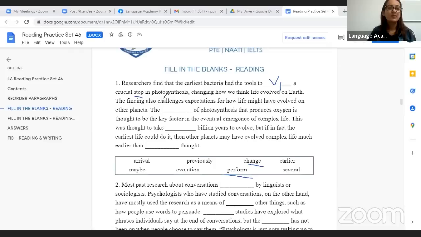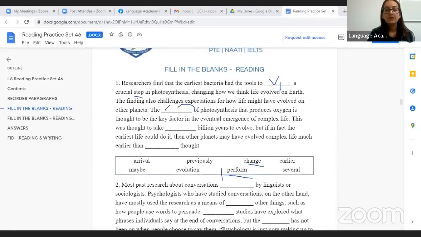Change is too big for bacteria to change photosynthesis. We can say it can perform. Perform basically means it could do a crucial step. It plays a crucial role. Bacteria had the tools to perform a crucial step in photosynthesis, changing how we think life evolved on Earth. The finding also challenges expectations for how life might have evolved on other planets. The dash of photosynthesis that produces oxygen is thought to be the key factor.